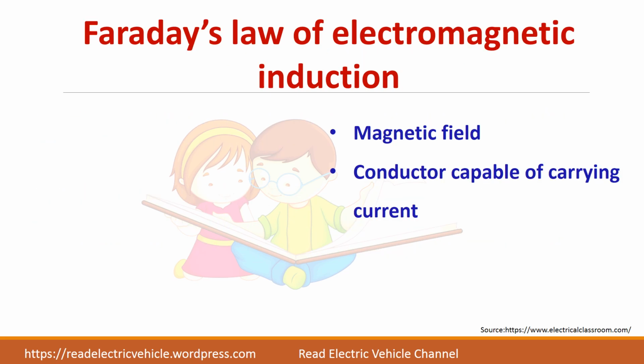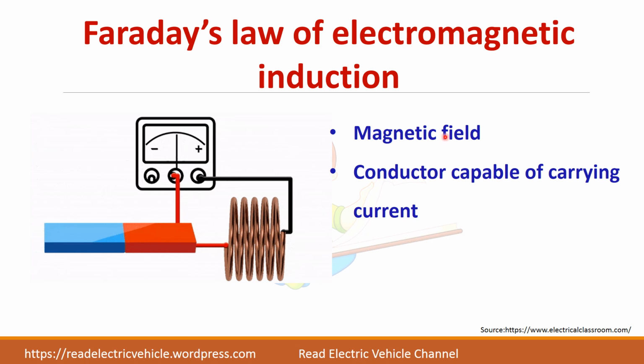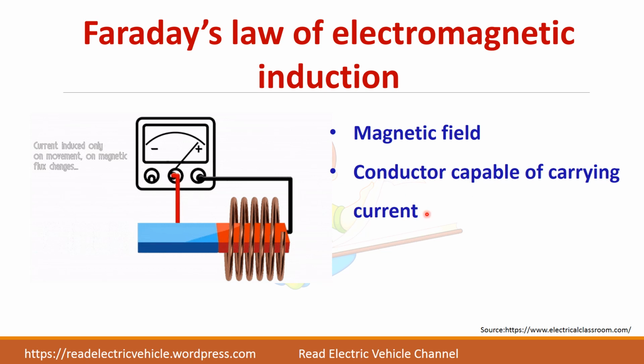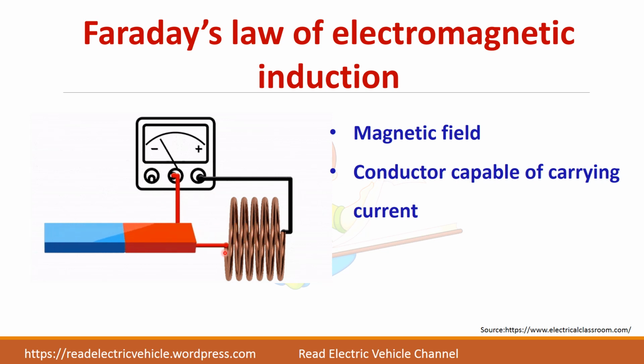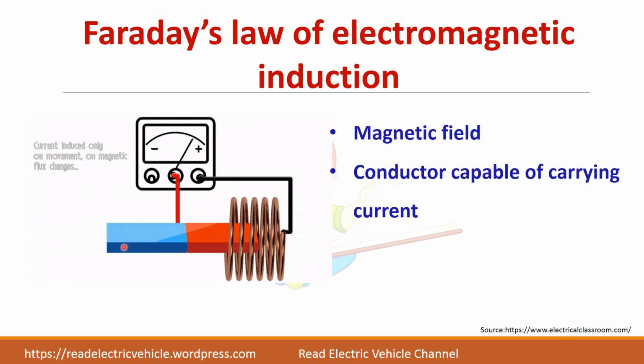Now we will see what Faraday's law of electromagnetic induction means. For that you need a magnetic field and a conductor capable of carrying current. This magnetic field can be produced by a magnet, and for a conductor you can take a coil which will be able to carry the current. Here you have to note down three important things. Before that you should note that this coil is stationary, only the magnetic field is moving.